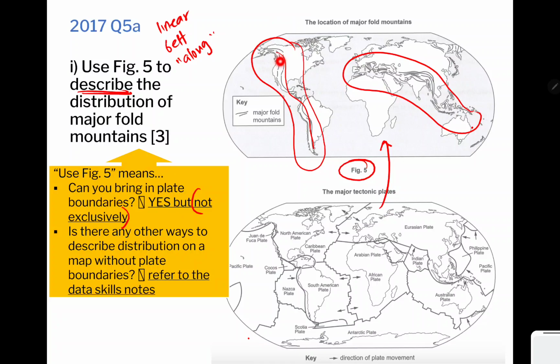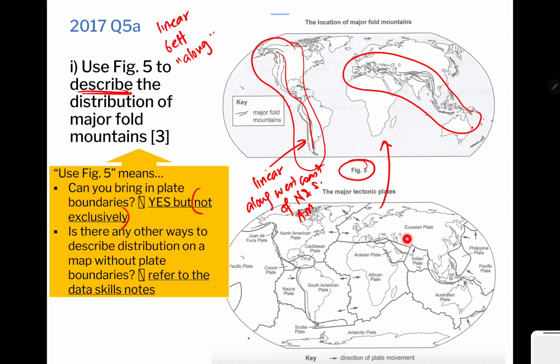You need the analysis word. So one example, you can see here: linear, along the west coast of North and South America. This literally is 1 point. Easy, right? It's literally just telling me where you can find it. That's what they are asking for.